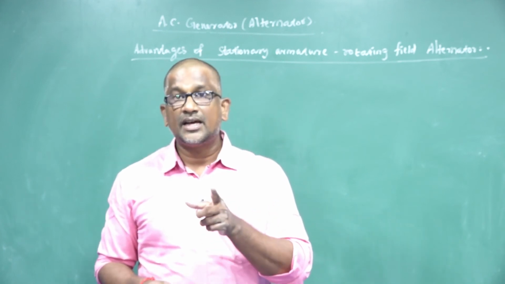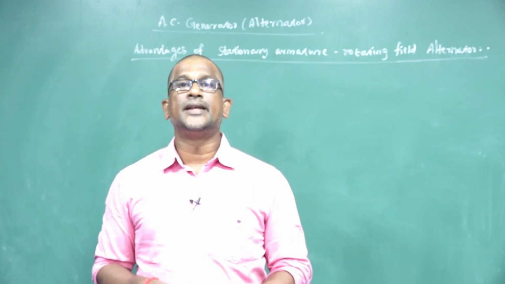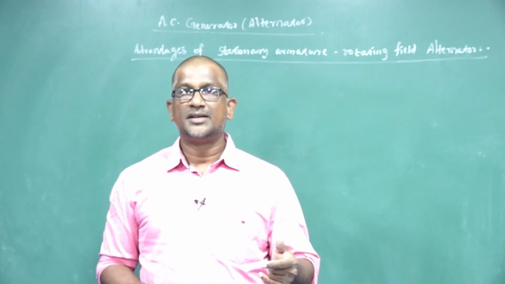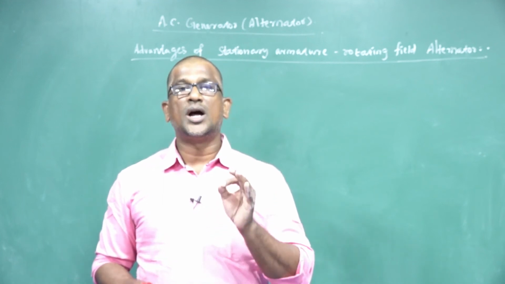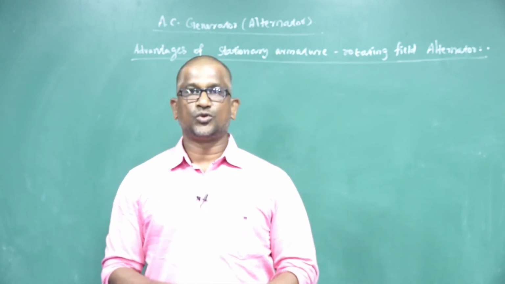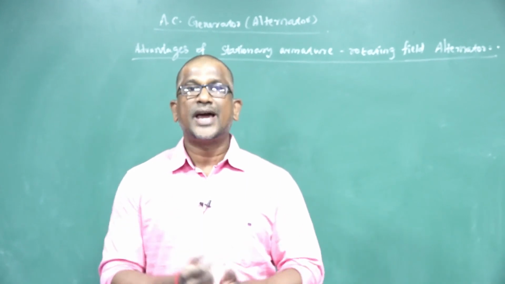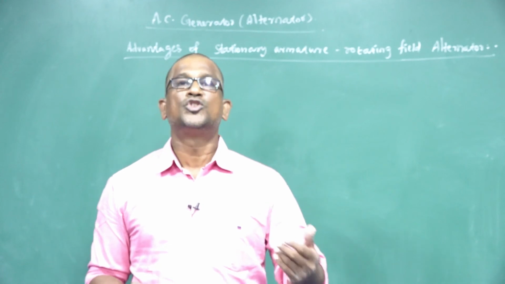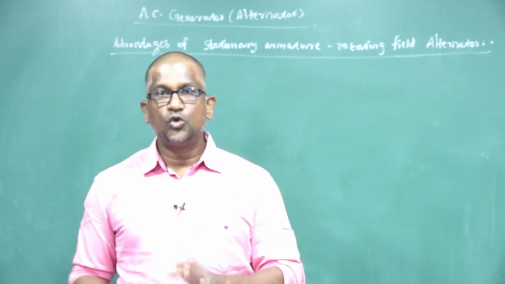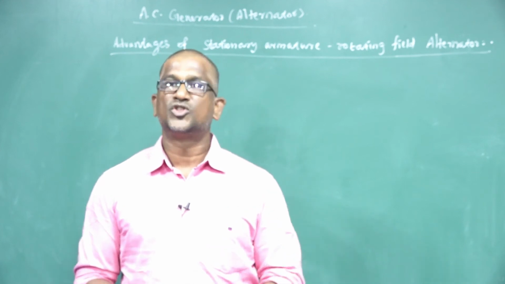Depending upon the construction, the generators are of two types. One is the stationary armature and rotating field alternator. In this type, the armature is stationary and the magnetic field rotates. The second type is the stationary field and rotating armature alternator. In this type, the magnetic field is stationary and the armature is rotating.